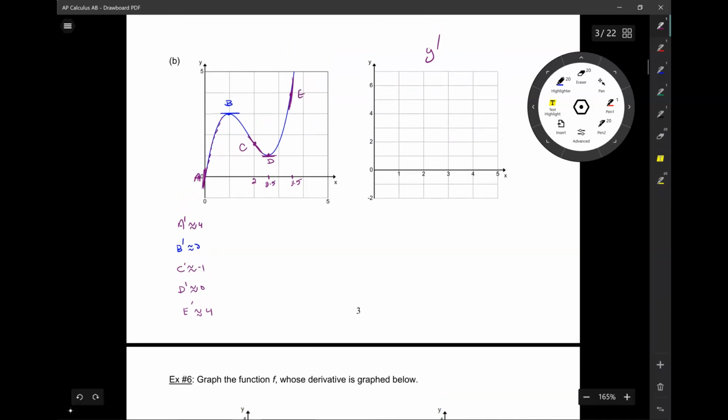Okay, so why don't we go ahead and graph that? At x equals 0, we said we have a slope of -4. So on this graph, we're going to put the values of the slope. B was at x equals 1 with a slope of 0. C was at 2 with a slope of -1. D was at x equals 2.5 with a slope of 0. And at x equals 3.5, I had a slope of 4 again.